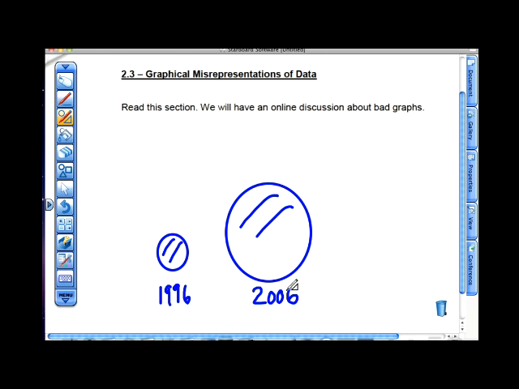You see these a lot in USA Today, and you'll see in the text where the author writes here's a USA Today type graph. And I can tell he's kind of ribbing USA Today in that sense.